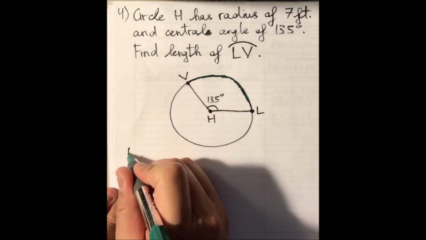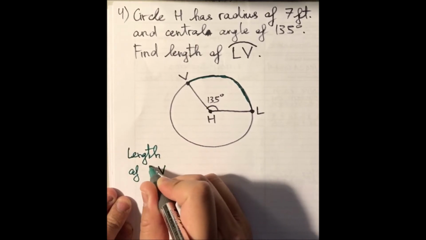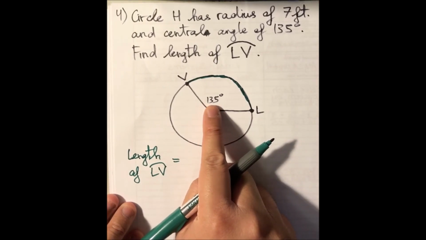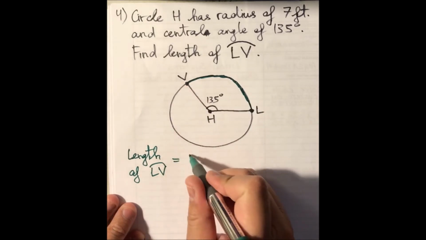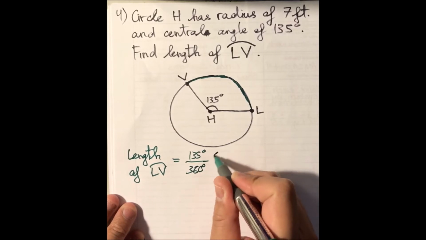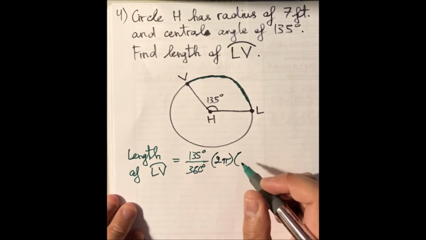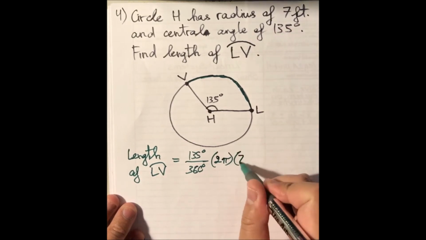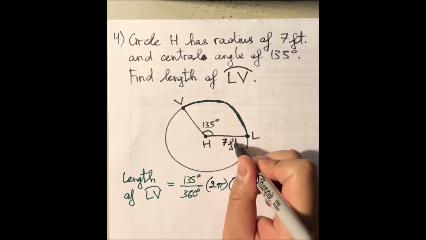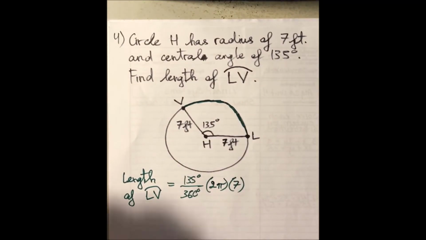So we can say the length of the minor arc LV is equal to the central angle, aka the measure of the minor arc LV, which is 135 degrees over 360. We multiply that by the formula for the circumference of the circle, which is 2 times pi times the radius, but we know the radius is 7 feet. So I'll multiply that by 7. I should have named this 7 feet, and this is 7 feet. So those are the two identical radii, but for me it's just a matter of algebra.